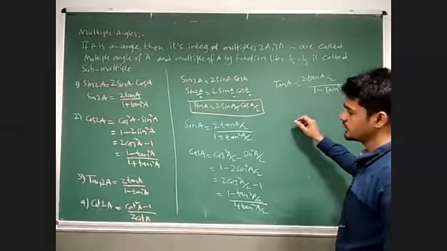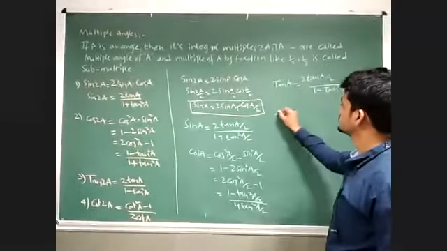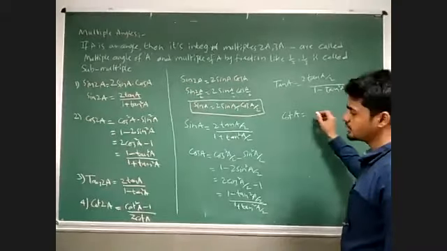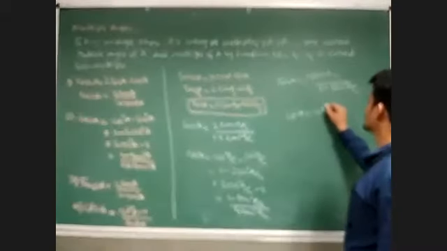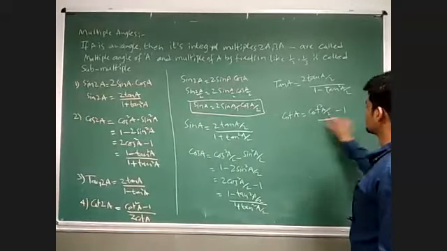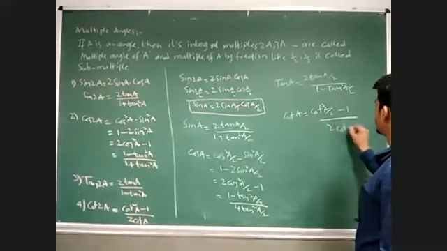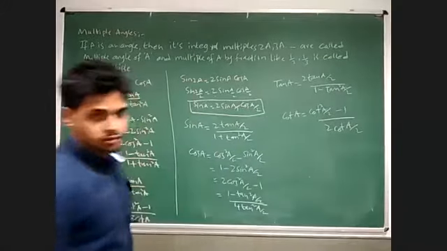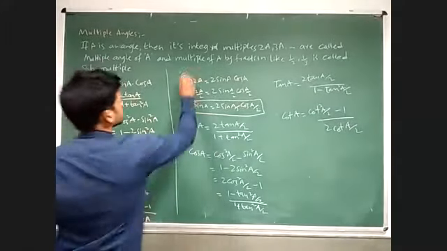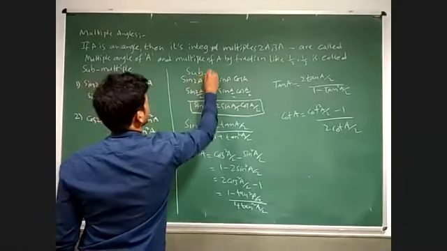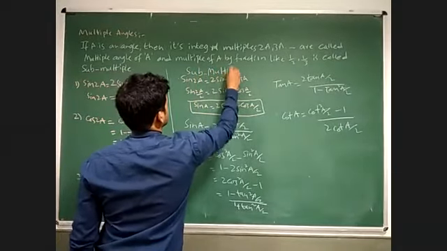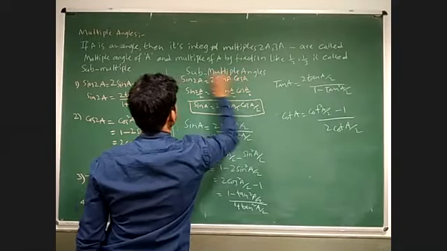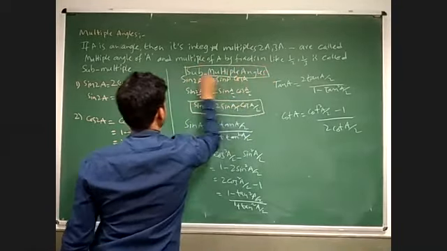Okay, and the fourth formula is, sorry, cot A is nothing but cot square A by 2 minus 1 over 2 cot A by 2. These all are the sub multiple angle formulas. Okay, just take the note.